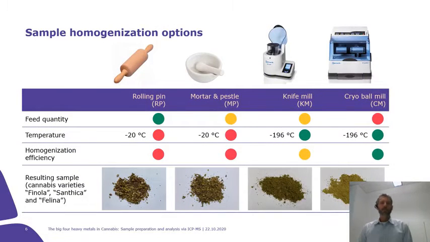What I'd like to do is to focus a little bit on sample homogenization. I said we do a grinding process, and there are different options to perform this process. One very simple option that you might not have come across so far is to use a rolling pin.